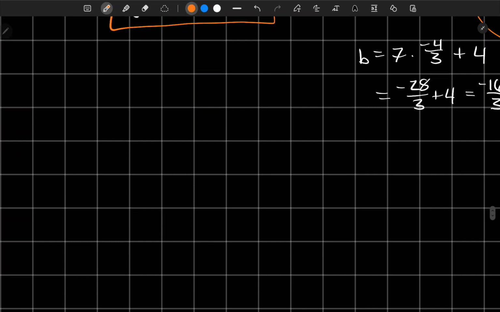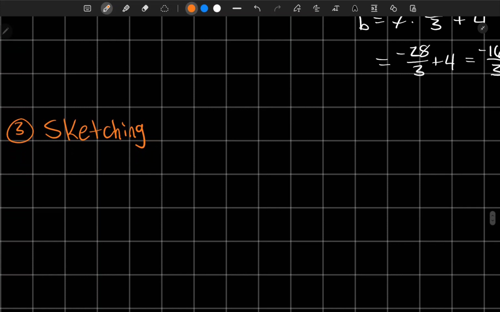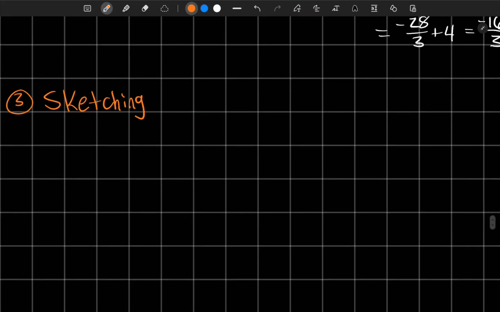Next, we will look at sketching certain regions in the XY plane, as this becomes a very important visualization tool when learning calculus. So to start, consider the region given by -1 is less than or equal to y, which is less than or equal to 3.